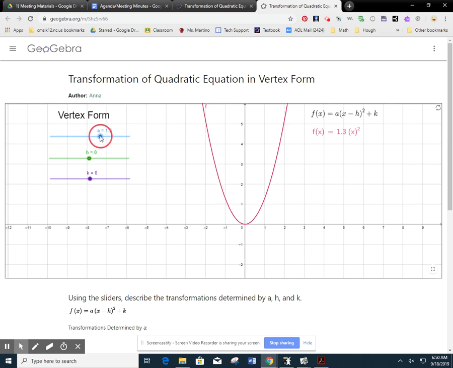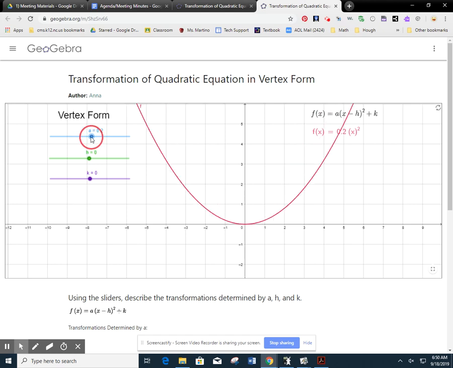Go back to the parent function right here. A compression is anytime you decrease the a value. So if we start at 1 and decrease that, we're looking at decimals, 0.9, 0.8, 0.7, 0.6, 0.5, and so on, until we get to 0. If a equals 0, there is no quadratic because 0 times x squared is equal to 0. So it's just a flat line. It becomes a constant. So a compression is anywhere between 0 and 1. It's all of these, but they have to be bigger than 0 or else it flattens out.